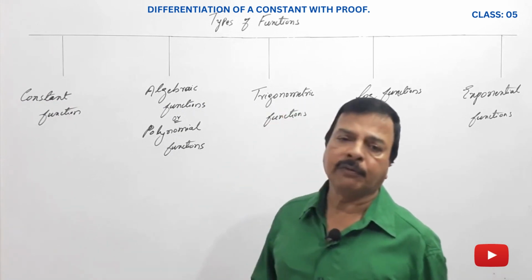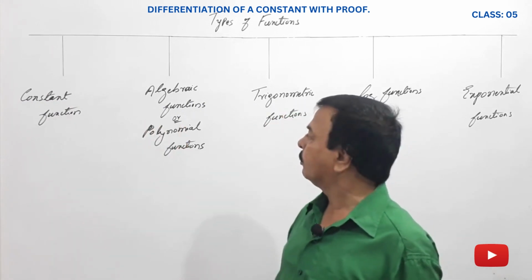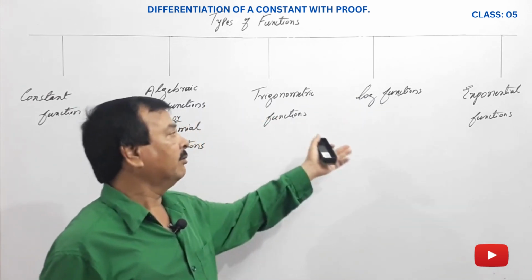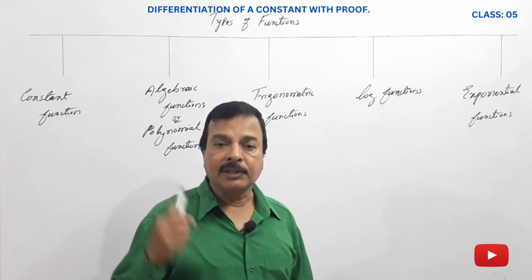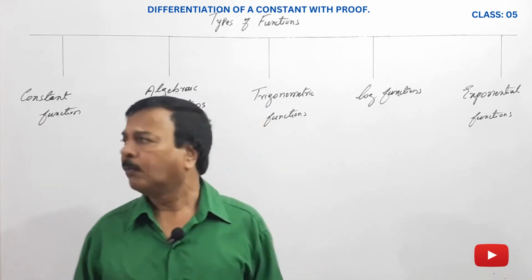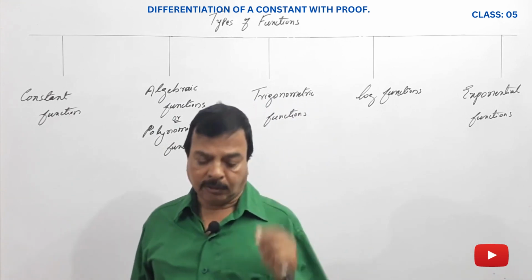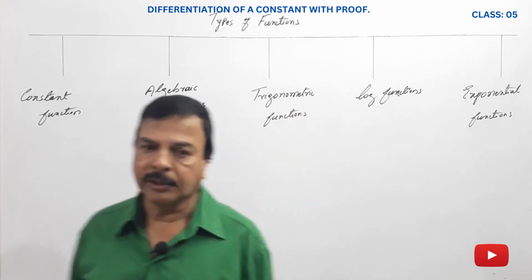So what happens if we differentiate a constant function? What happens to algebraic functions, trigonometric functions, logarithm functions, exponential functions? We'll study now. To begin with, we'll see what happens to a constant function if we differentiate it.